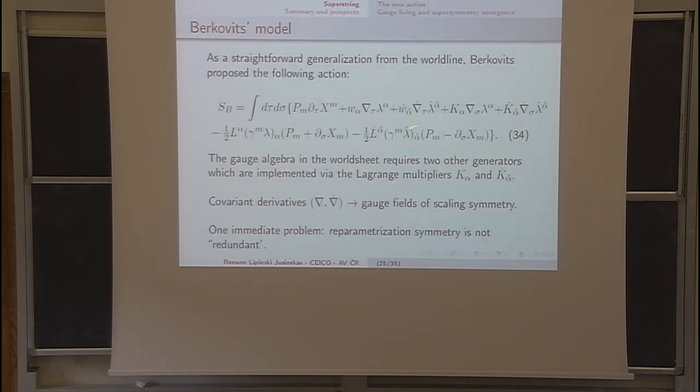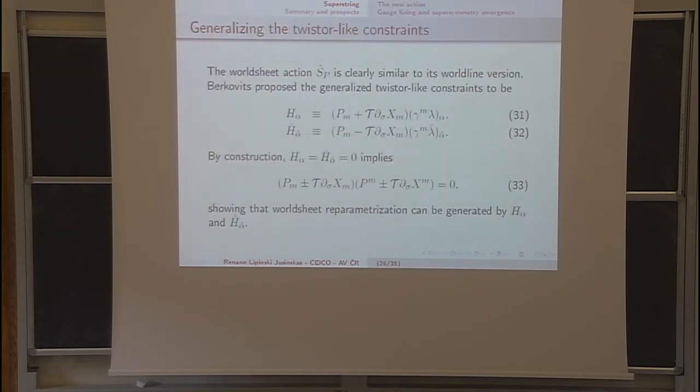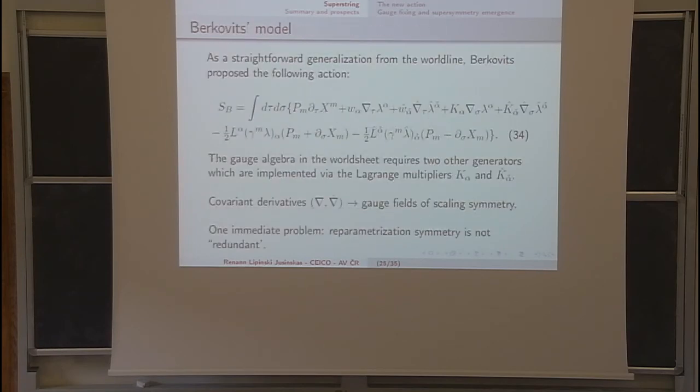You have these two terms, and if you do a similar shift to the one I made here, you get to the p squared in the action, so these two terms here. So they're just being absorbed by L alpha and L hat alpha hat. And because of the gauge algebra, if you commute two of these generators, you get another constraint. And this extra constraint is being implemented here by these two other Lagrange multipliers, K alpha and K hat alpha, right? So the gauge fields for the scaling symmetry that I had before are just written here in a very compact notation. Basically, they are inside these covariant derivatives.